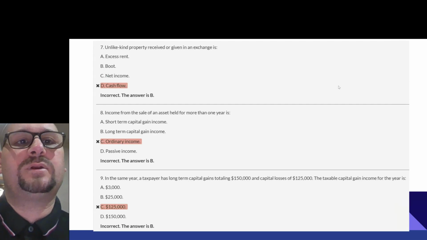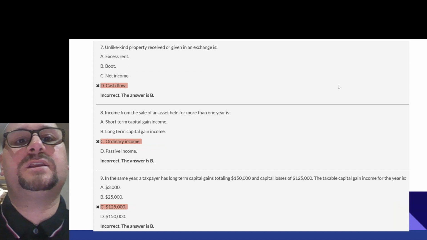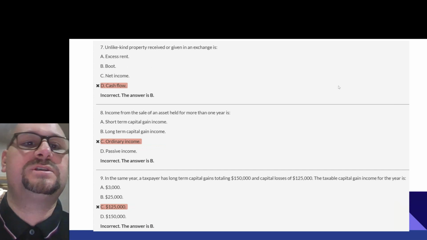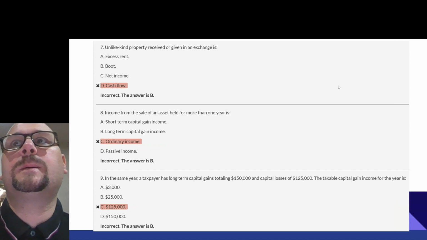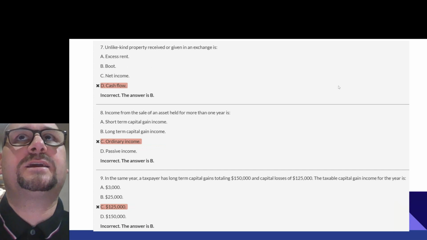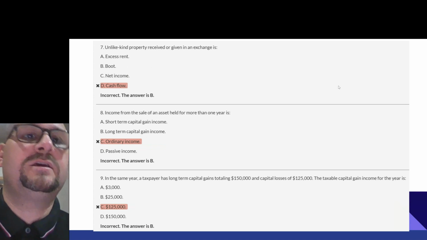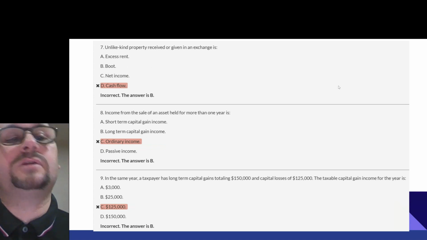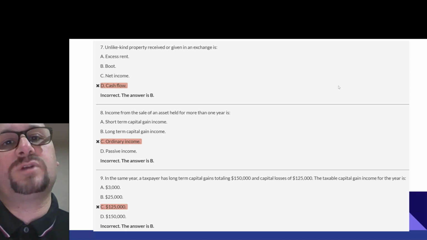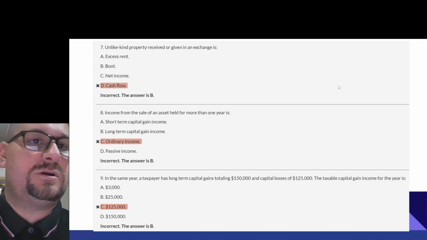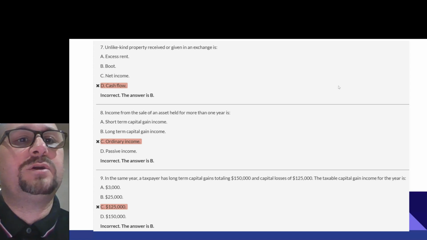Unlike kind property received or given in an exchange is what? It is boot. Boot is unlike kind property. Often you have to do like kind, but if you have an unlike kind, they call it a boot. Is it called excess rent? No. Net income? No. Cash flow? No.